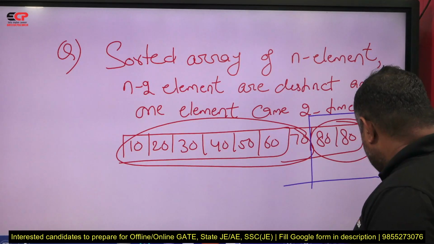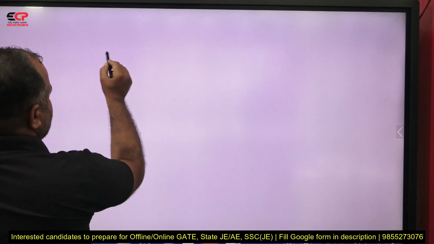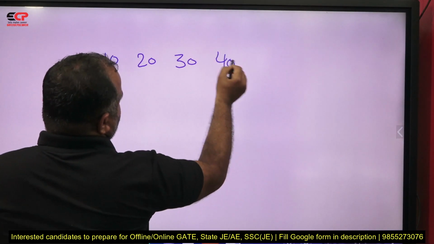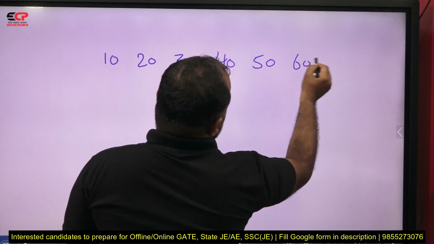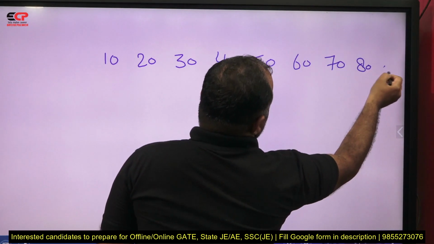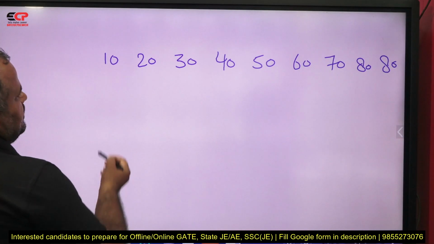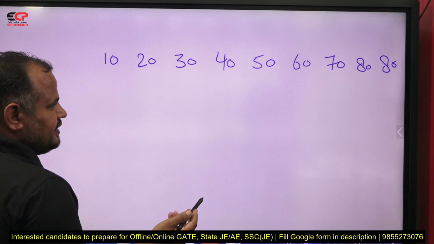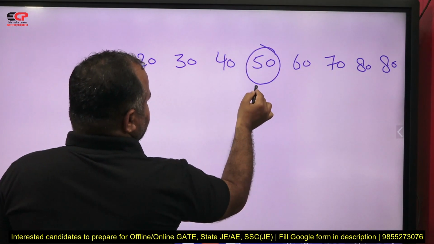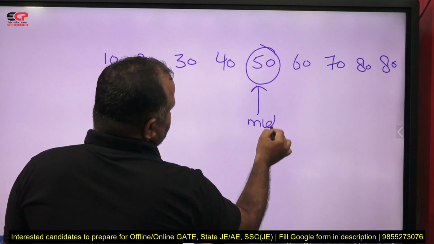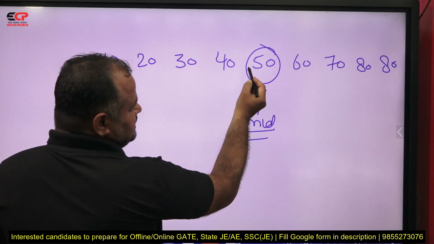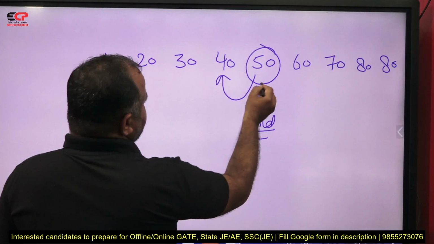Fine. So in this case, if you try to apply binary search, then 10, 20, 30, 40, 50, 60, 70, 80 and 80. Just find the middle element. 1, 2, 3, 4, 5, 6, 7, 8, 9. 9 plus 0 by 2, that is 4.5, or you can say 5. 50. So now how can you approach? The middle element is 50. Now check the neighbors, because if input is sorted, then adjacent elements are the same if they are repeated in nature.